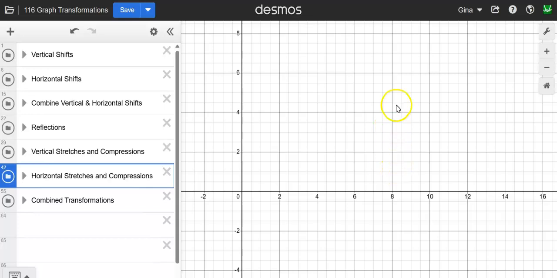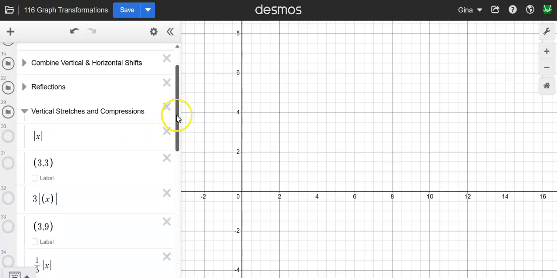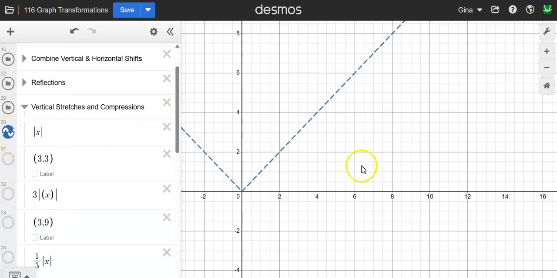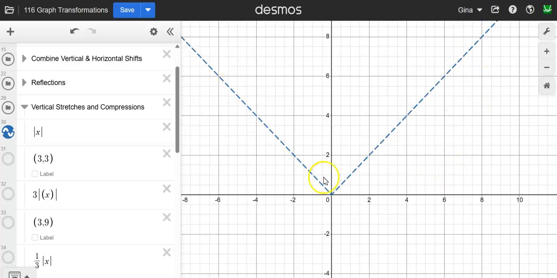In this video, we're going to continue looking at graph transformations, specifically stretching and compressing a function. We'll start with vertical. I'm going to use absolute value of x as our parent graph. I've got the dashed blue line so we can use that for reference. And I'll use a reference point of 3, 3 so we can see how the stretching and the compressions change the output of the function.